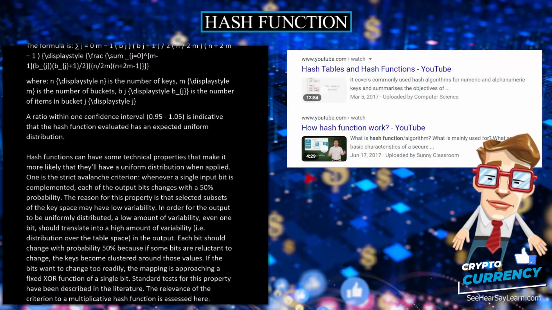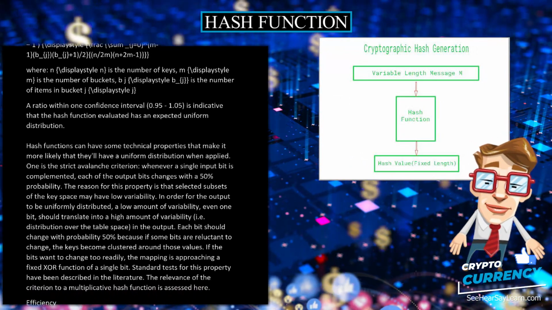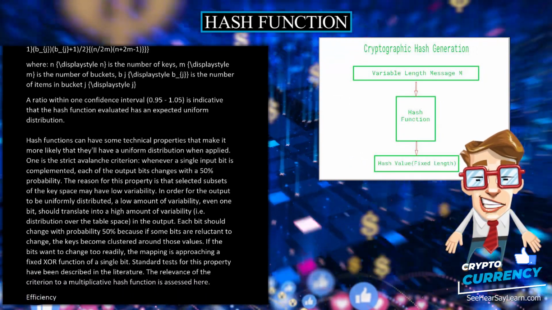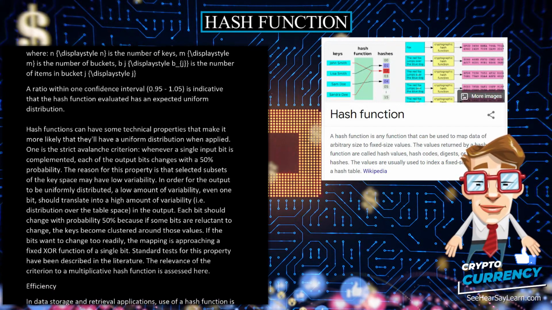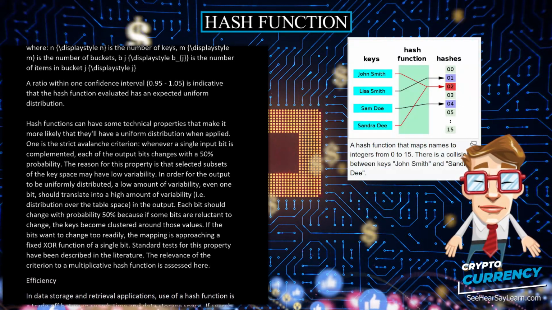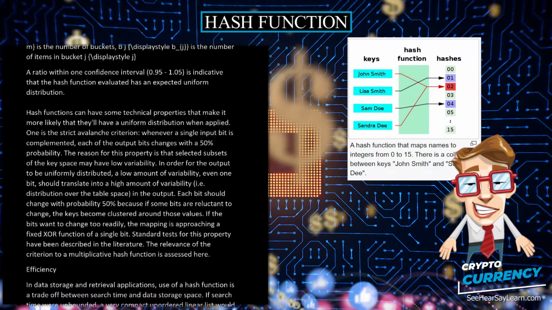The reason for this property is that selected subsets of the key space may have low variability. In order for the output to be uniformly distributed, a low amount of variability, even one bit, should translate into a high amount of variability, i.e. distribution over the table space, in the output.